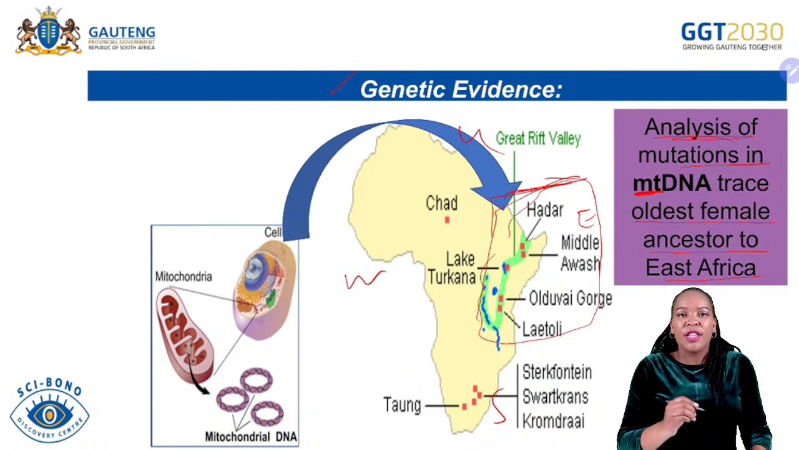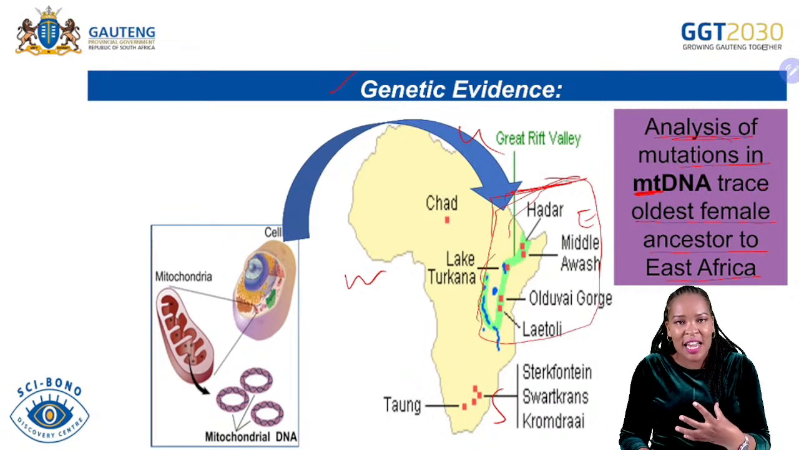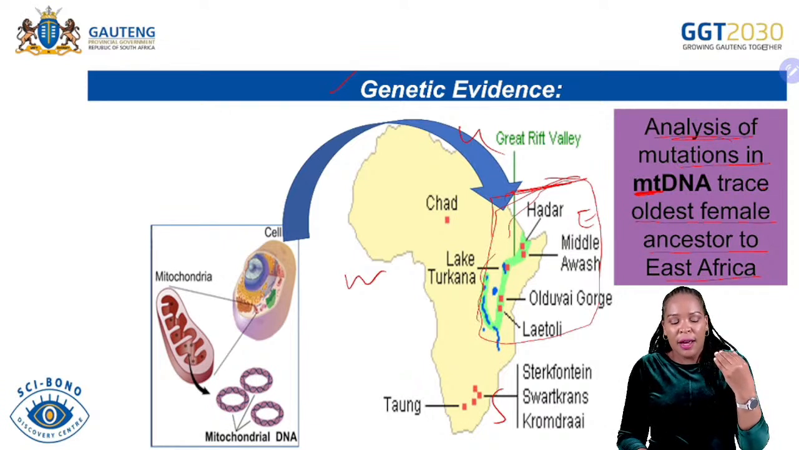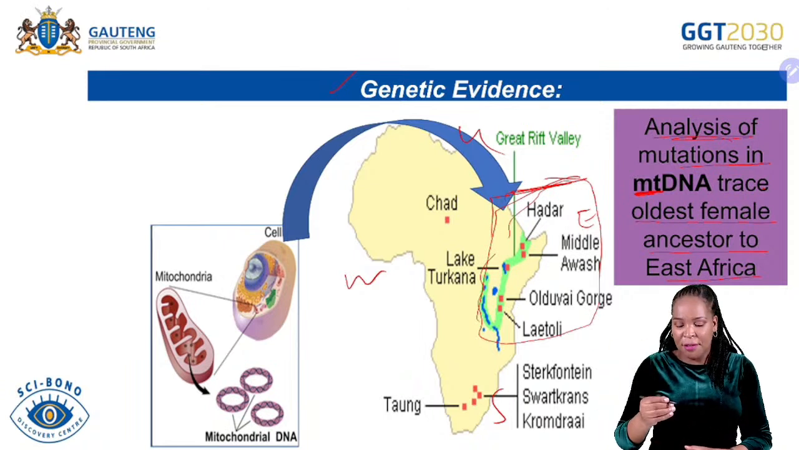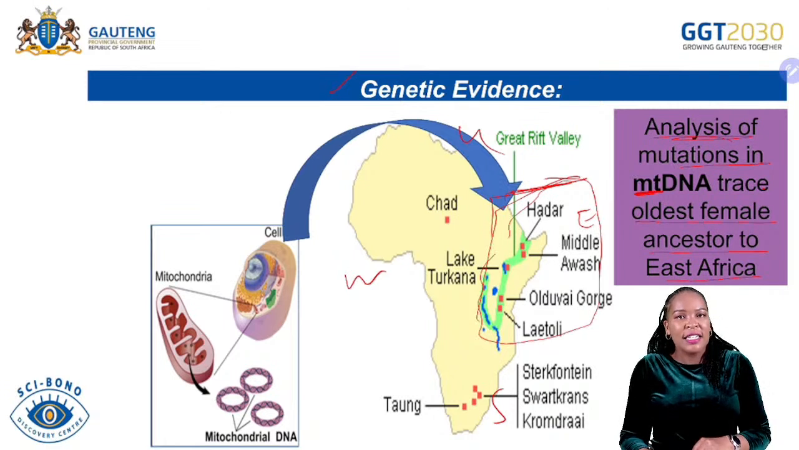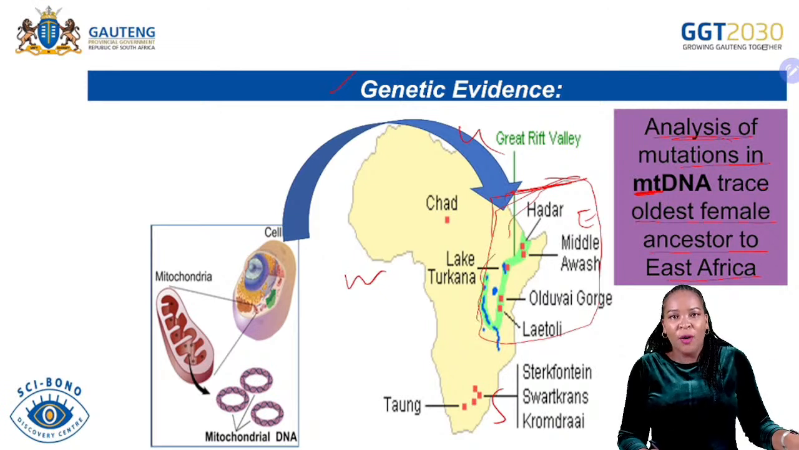Through what? Tracing mitochondrial DNA. Meaning the oldest mitochondrial DNA of our hominids or modern humans was found in East Africa. So we were able to prove that using that genetic evidence. When they compared all the mitochondrial DNA, the oldest one was that of the hominid fossil found in the east of Africa.